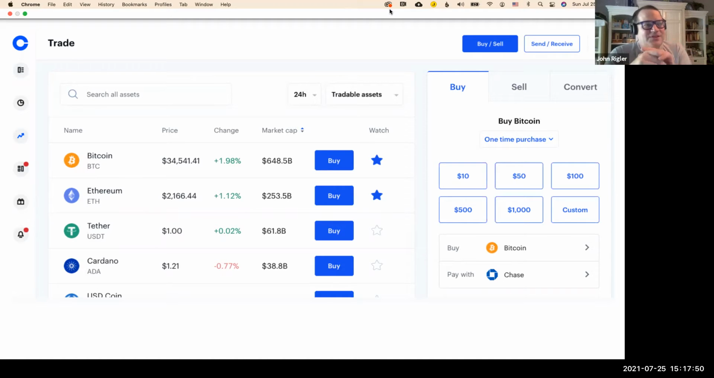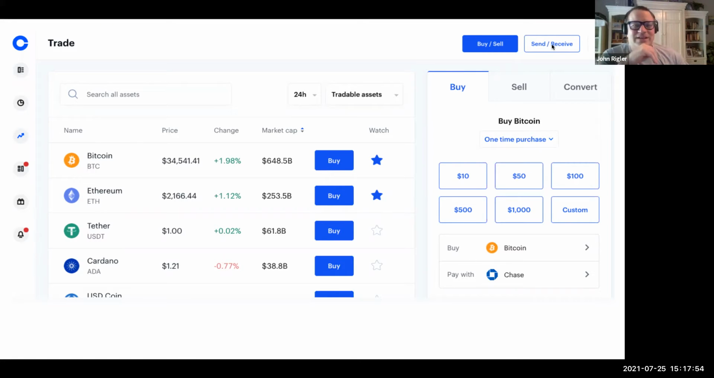But the difference here is you see you have buy and sell, and then you also have send and receive. So you can send your Dogecoin, let's say, from Robinhood or from Coinbase to anybody's address, to any address out there.